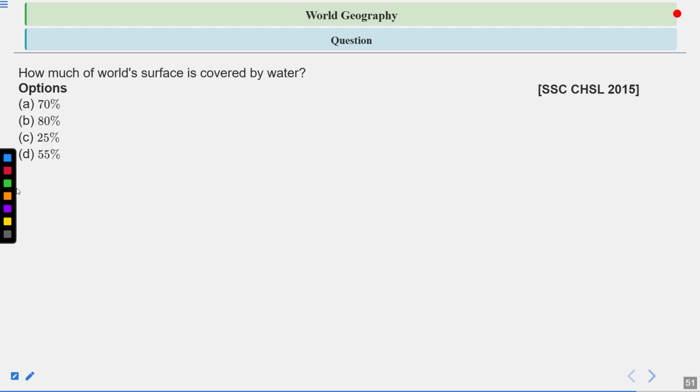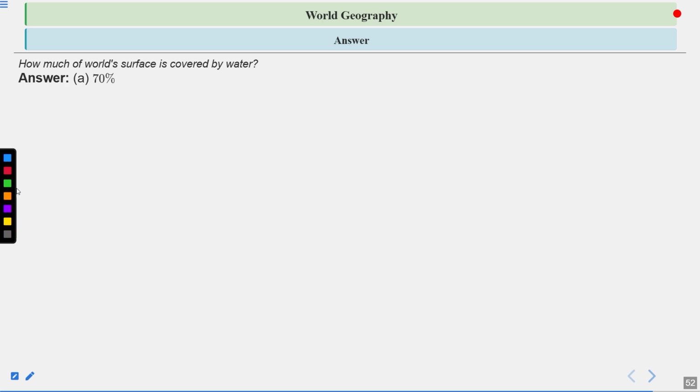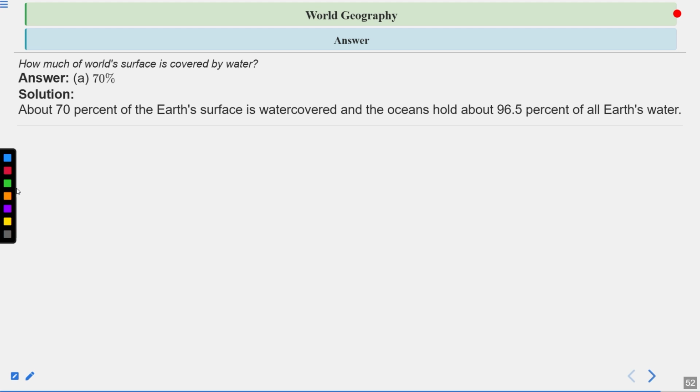How much of world's surface is covered by water? 70%, 80%, 25%, or 55%? So the percentage of area that is covered by water is 70%. So about 70% of the Earth's surface is water covered, and the ocean holds about 96.5% of all Earth's water. So correct answer is A.